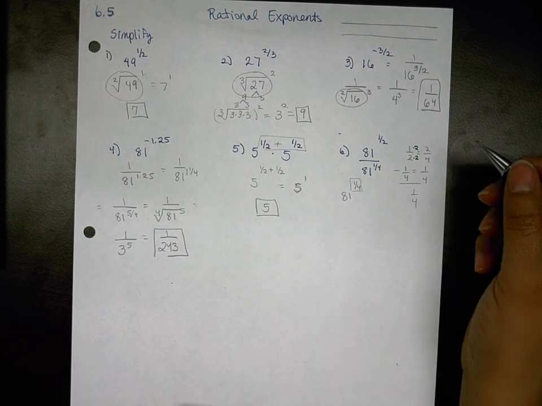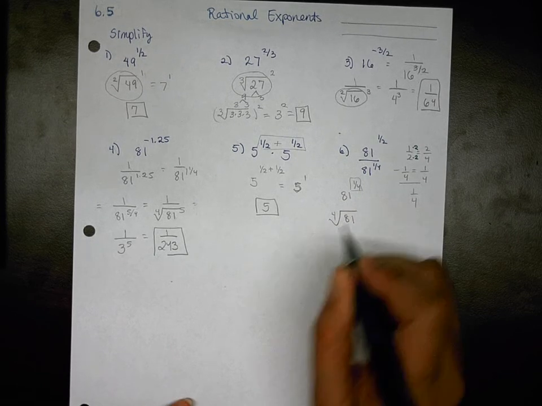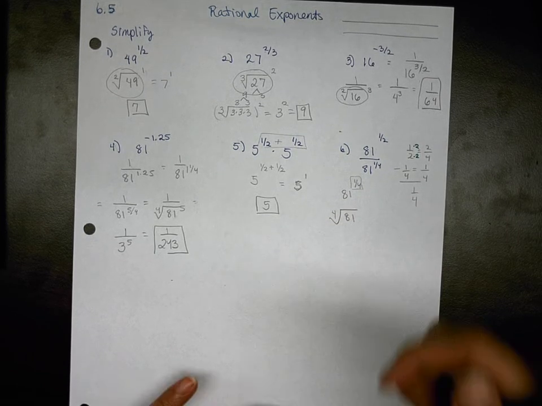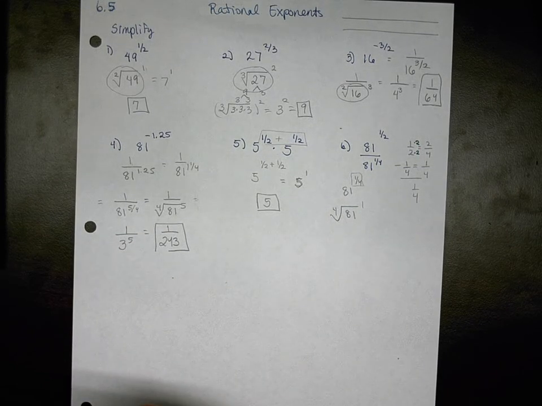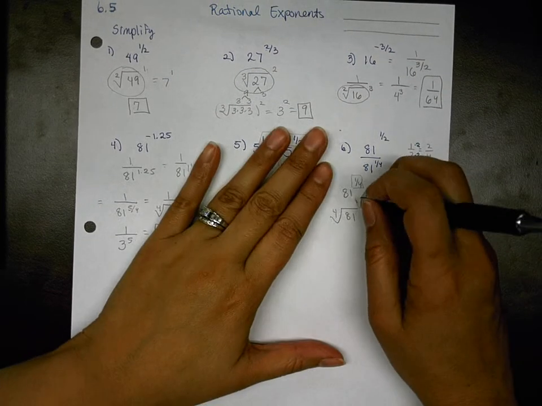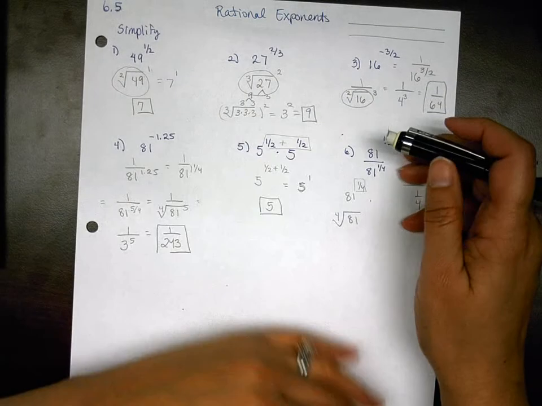Okay, now I'm going to change it to a radical, and it looks like this. The 4th root of 81. I don't need to write the power of 1. It's okay if you do, but it's not necessary because a power of 1 is equivalent to multiplying by 1. It doesn't change anything. Okay, so I'm going to erase that 1. It's okay if you leave it there, but it's not necessary.